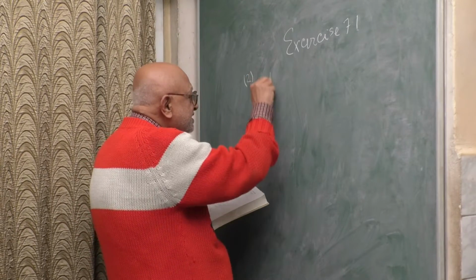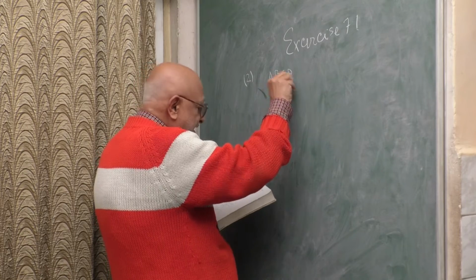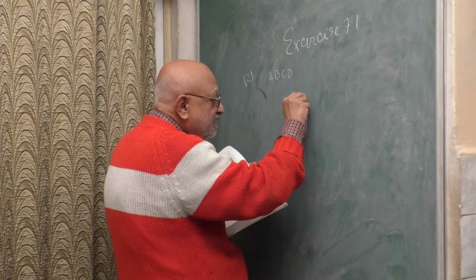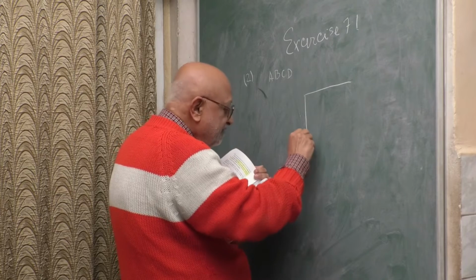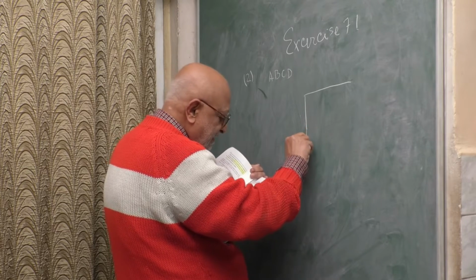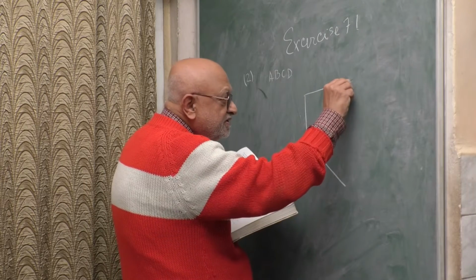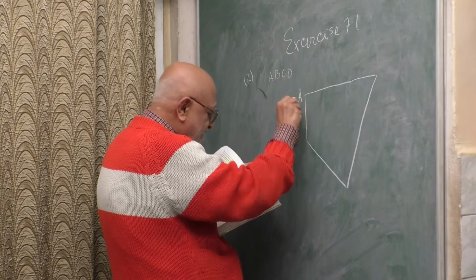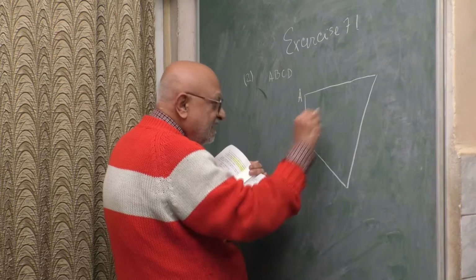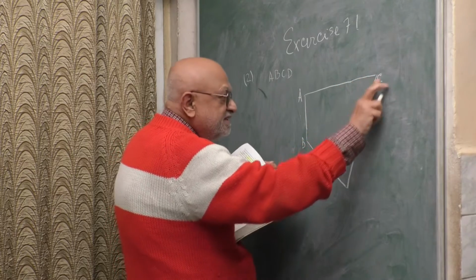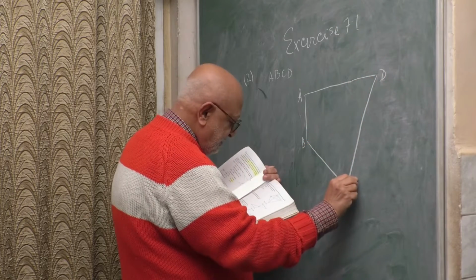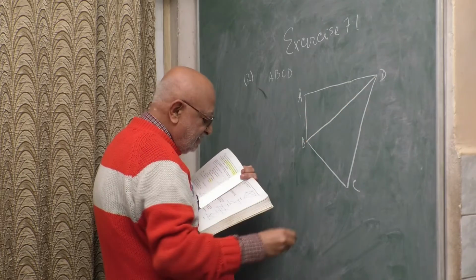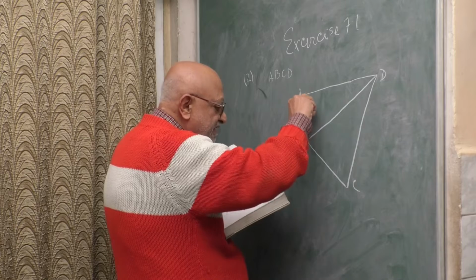It says ABCD is an equilateral, and the figure is given. ABC, and this would be your D. So this is A, and this is B, this is C, this is D, and B and D are joined, A and C are joined.